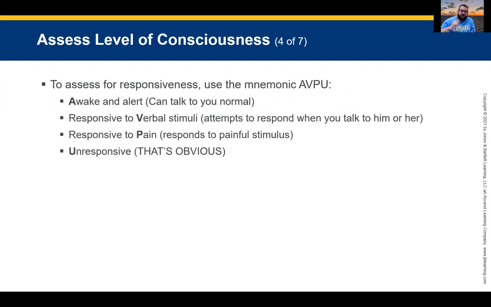To assess responsiveness, y'all need to write this down. I'm telling you, here's going to be a test question. This is a mnemonic called AVPU. AVPU stands for awake, verbal, pain, and unresponsive. So awake and alert, can talk normally. That's what we're doing right now. I circle A on the AVPU scale. Responsive to verbal stimuli, they attempt to respond when I talk to them. They're trying to give me information.